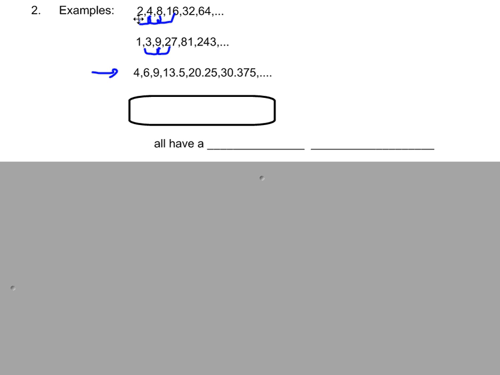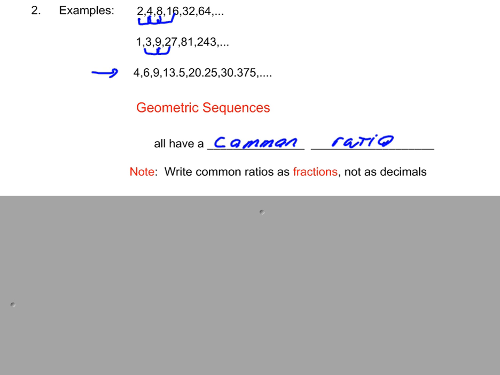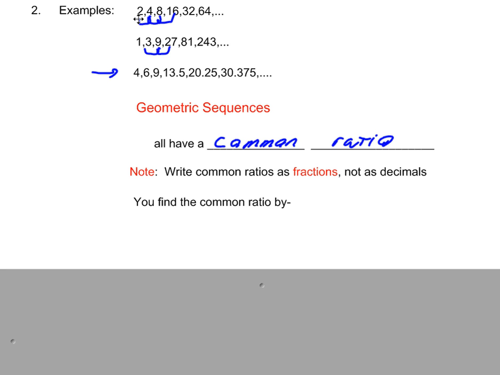When you are multiplying each term by a number, these sequences are called geometric sequences, and they all have a common ratio. Note that when you are actually finding that ratio, if you do get a fraction, you want to keep it as a fraction, not as a decimal. Can you find that common ratio? Always by dividing a term by the previous term.